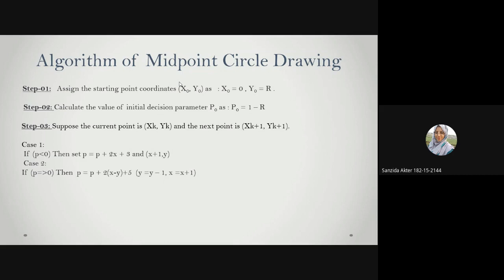In case number 1, if the value of p is less than 0, then p equals p plus 2x plus 3, and the x value will increase one time and the y value will remain the same. In case number 2, if the value of p is greater than or equal to 0, then p equals p plus 2x minus 2y plus 5, and the value of x will increase one time and the value of y will decrease one time.